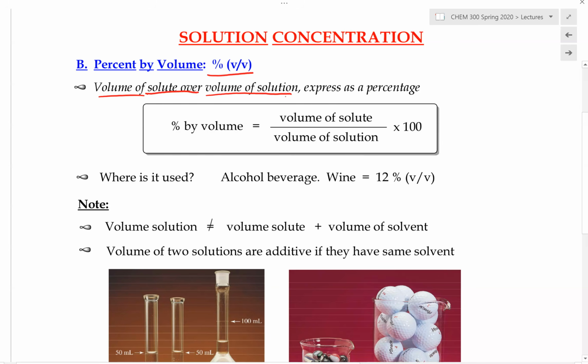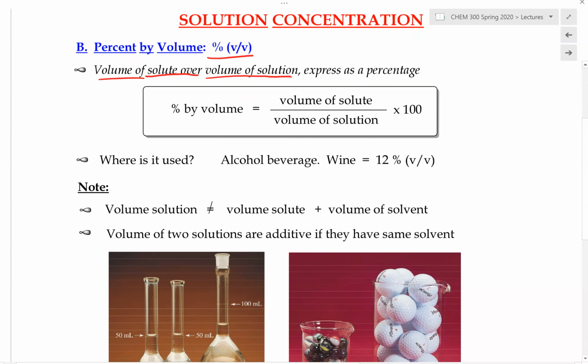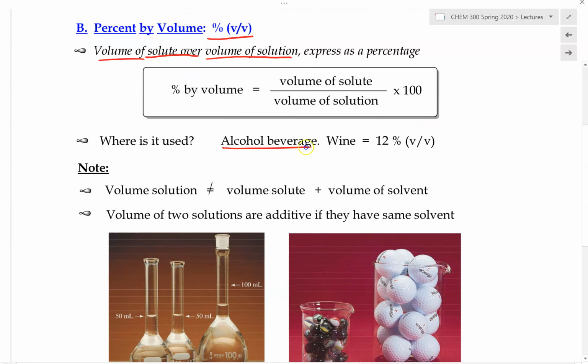So this is the kind of unit that is very commonly used whenever we have the solute as a liquid. It would be easier to measure out by measuring its volume. So therefore we would describe the amount of the solute in terms of volume, and that's why we would use this unit. And as it has been defined, percent by volume equals the volume of solute over the volume of solution multiplied by 100.